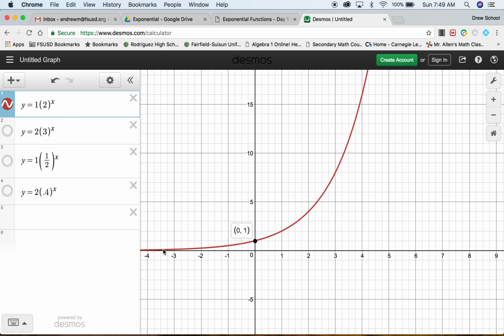And you can tell if we zoomed out on this, our line will never cross 0. So we have what we call an asymptote at y equals 0.